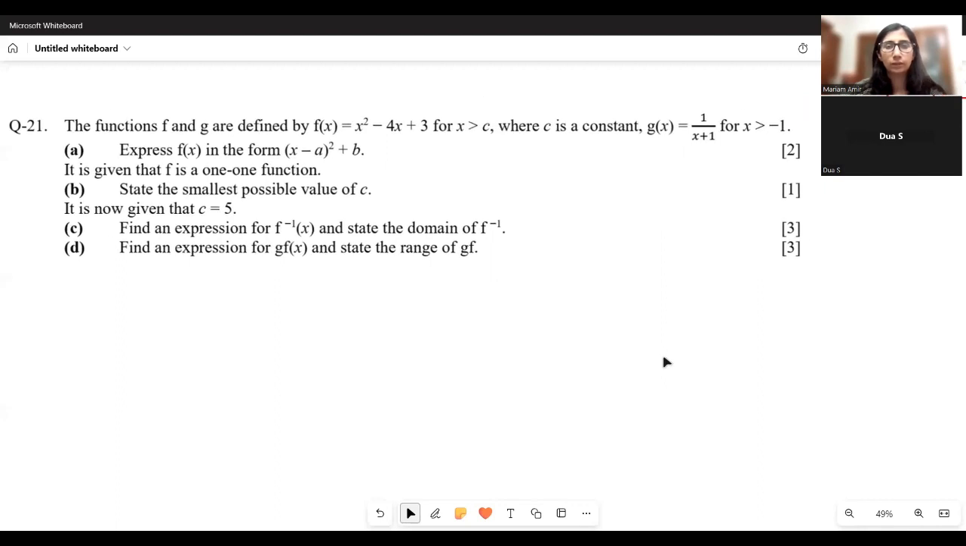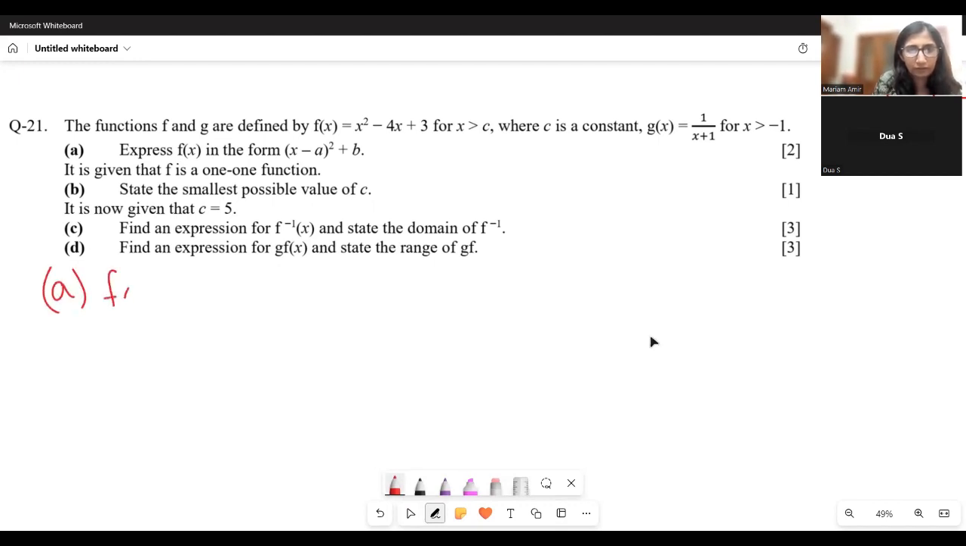Question 21. Functions f and g are defined by f(x) = x² − 4x + c for x > c, where c is a constant, and g(x) = 1/(x + 1) for x > −1. Express f(x) in completed square form. Okay, let's quickly do it.